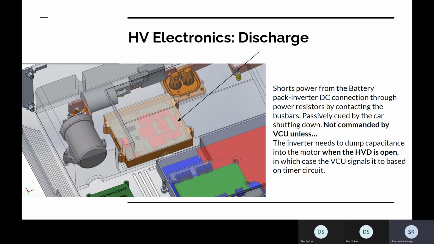Yes, sir. Why don't you want it to turn off immediately? Why can't you just have power off? So Des, what's the problem with having capacitance in the DC bus?